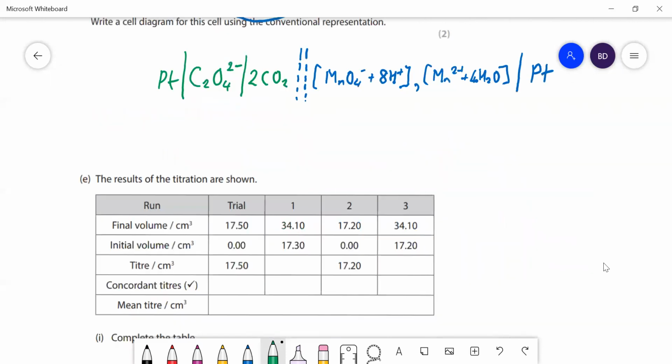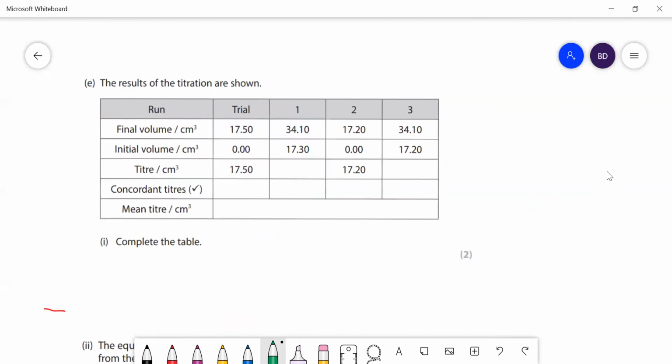Okay, the results of the titration are shown here. Right, so we need to work out the titers and determine which are concordant. So subtract the initial value from the final value, and we get 16.8 for that one, 0, and we get 16.9, 0. Now we have to identify any which are concordant. So they've got to be within 0.1 of each other. And so the only two concordant ones are those. And an average of those is going to be 16.85 centimeters cubed.